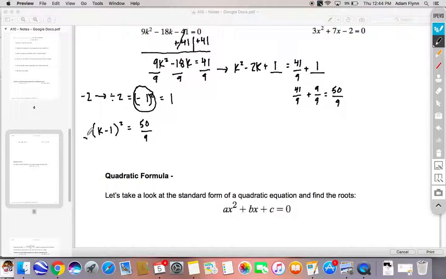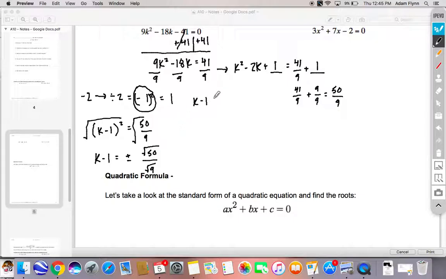So we'll take the square root of both sides. So we're left with k minus 1 equals plus or minus the square root of 50 over the square root of 9. So at this time we'll simplify our radicals. So I'll move right up here.